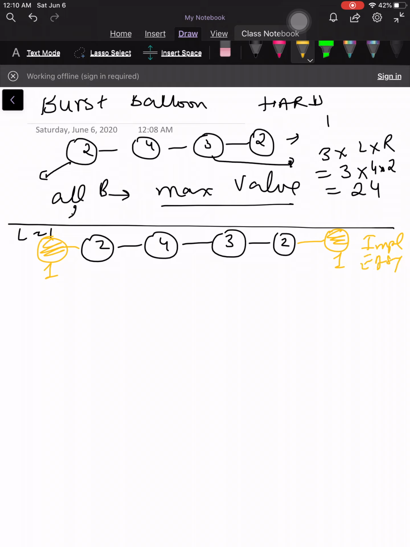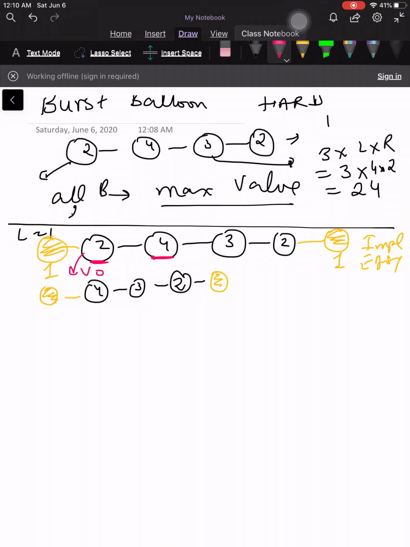Now how do we solve this? Let's say you burst this balloon 2 and you got the points V0. And what is the remaining one? So you burst balloon 2, so you have 4 now left, 3, 2, and this one, right? This was this case.